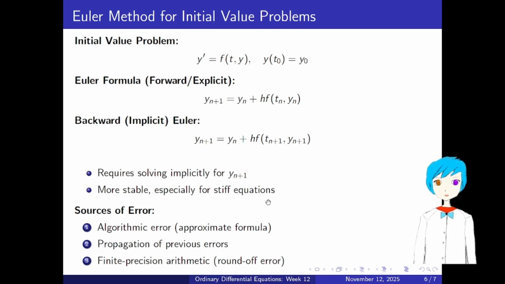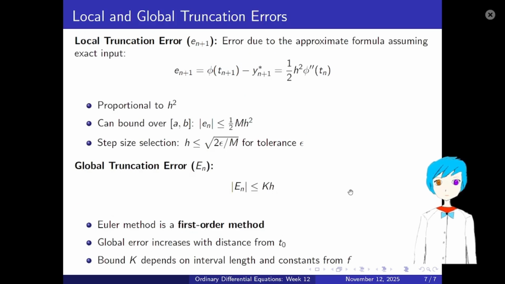So there are different sources of error. One is called the algorithmic error, induced by using the approximate formula because we need to truncate some higher order terms. The second type of error is propagation of previous errors. Errors get accumulated as we advance time. Finally, since we are using floating point calculation, there could be finite precision arithmetic errors, which is also known as round-off error.